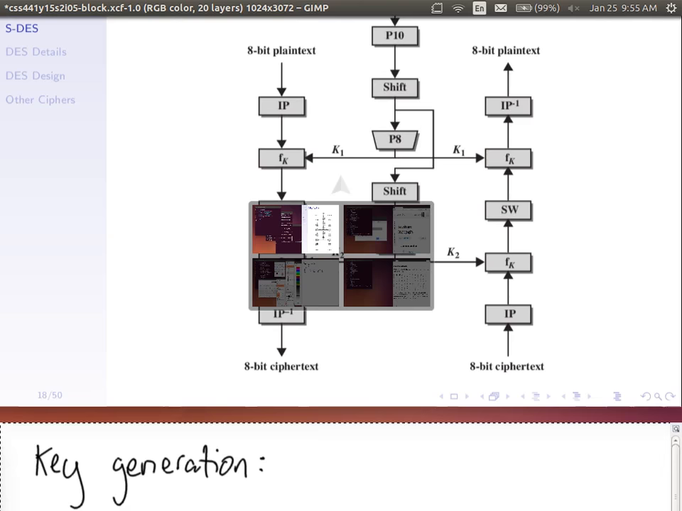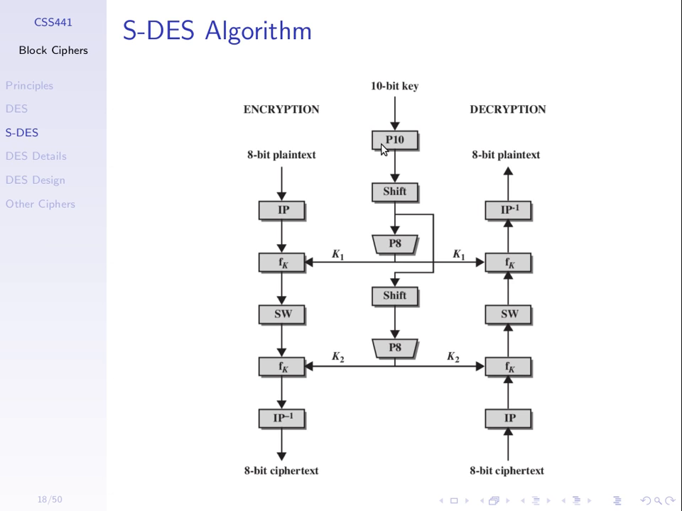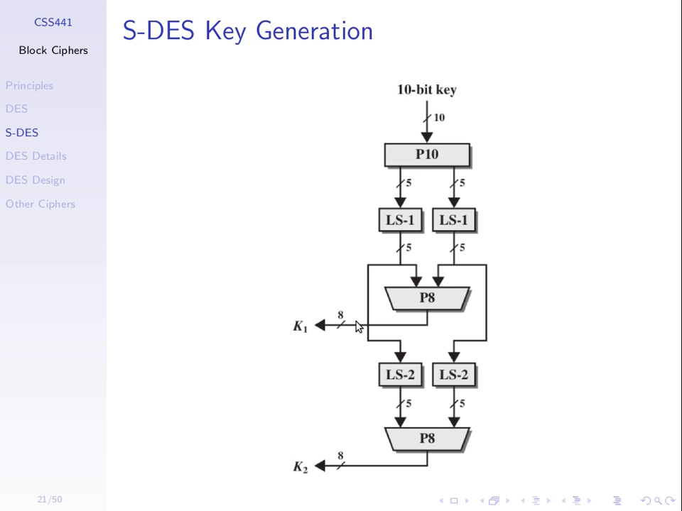And the way that we do that is using these operations: P10, Shift, P8, Shift, P8. So we need to explain what they are, or in more detail, shown here. So this is the key generation algorithm. We take 10 bits in, and the way that the arrows are marked, they show the number of bits that will pass between each step. We apply an operation called P10.